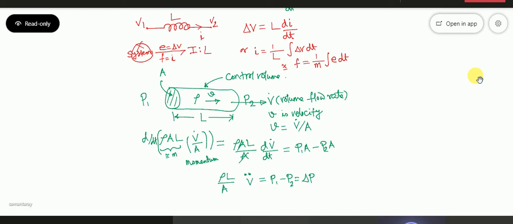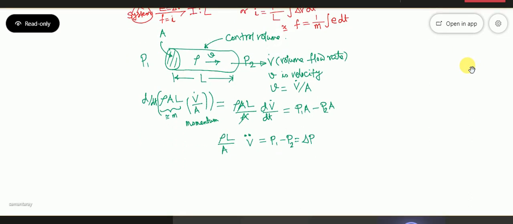F is V dot in hydraulic domain. So we have this relation. What we have, equivalent mass parameter here turns out to be rho L by A. Whereas control volume mass was rho A L. So some people by mistake put inertia as rho A L.